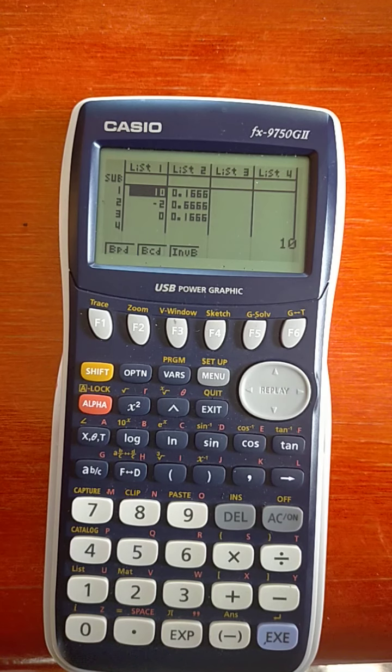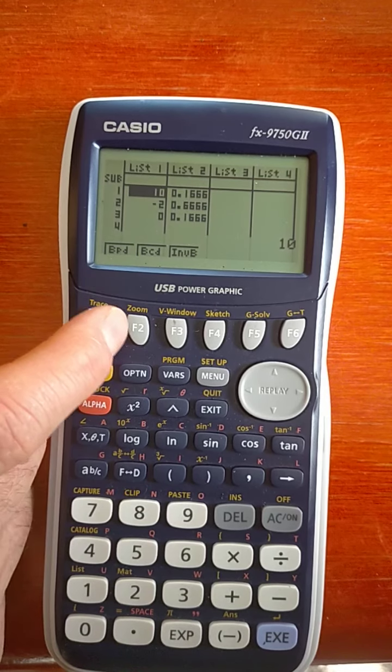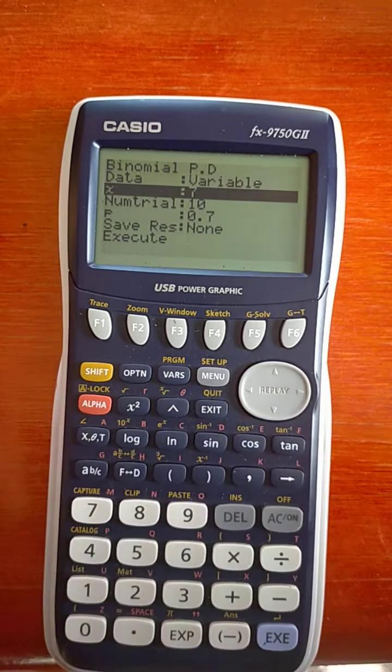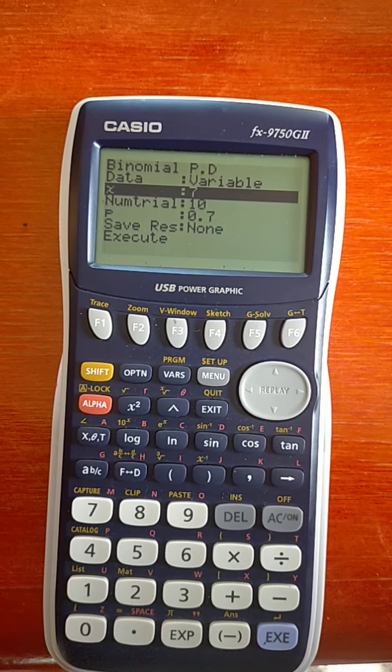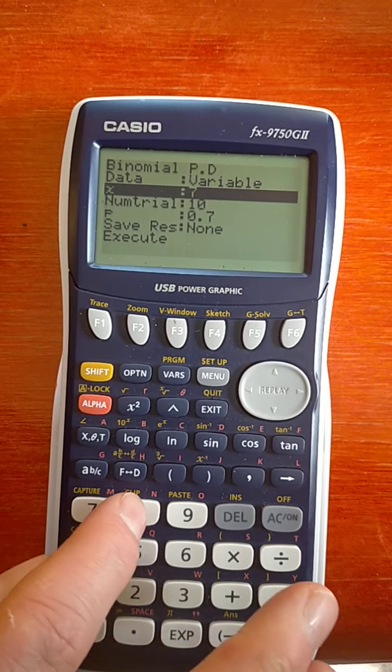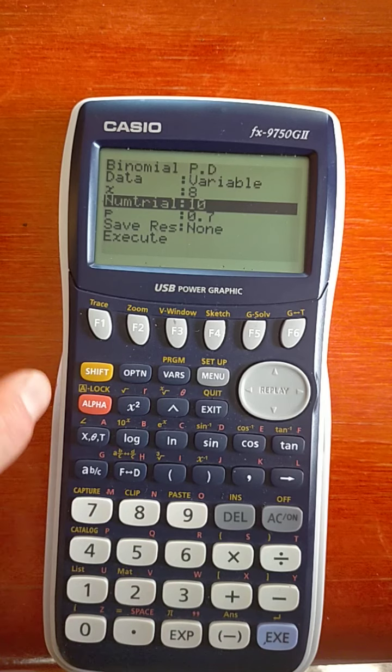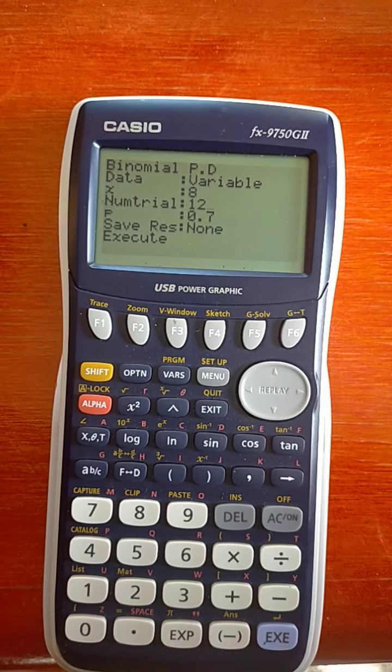So I'm just scrolling through my notes, and so I'll go back to the airport situation. So if we look at BPD first, and X stands for the number of successes, and in the note was the probability that 8 out of 12 flights will leave on time. So 8 is the number of successes, which is X on the calculator. Num trial is 12 in that case.